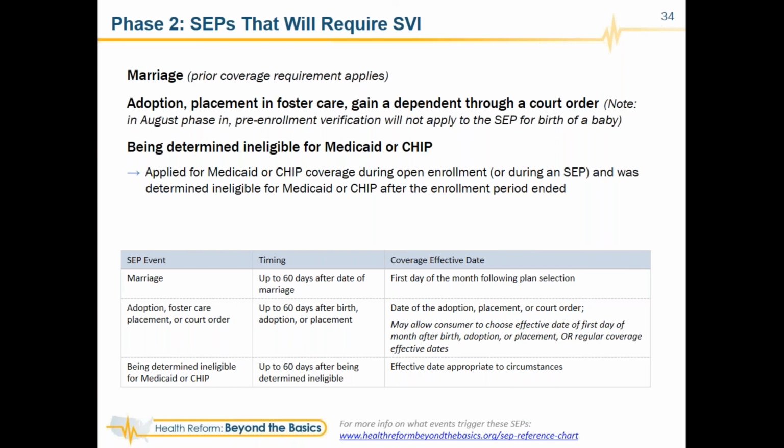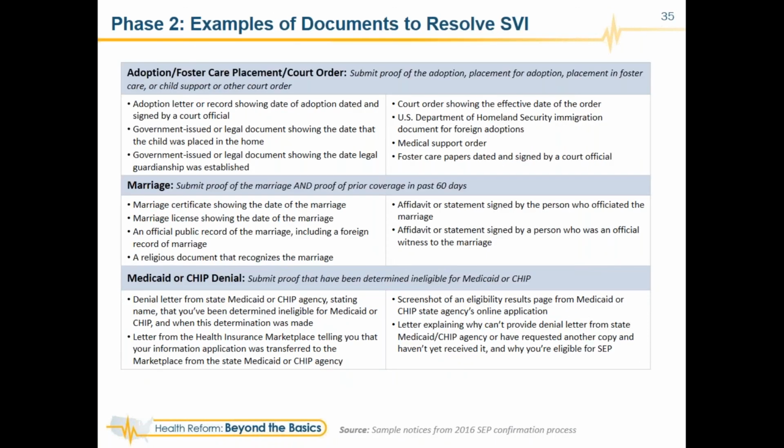So this includes people eligible for an SEP due to marriage or adoption or placement in foster care or gaining a dependent through a court order, and for being determined ineligible for Medicaid and CHIP. Like before, we provide a list of documents that can be used to prove these life events as well. Like in the first phase, we think that people are going to need some help in figuring out what to send in and keeping track of the various deadlines.